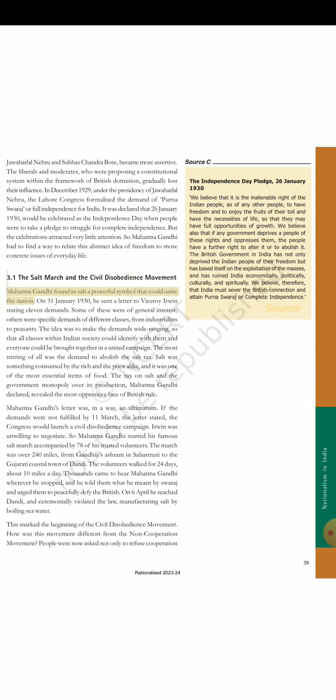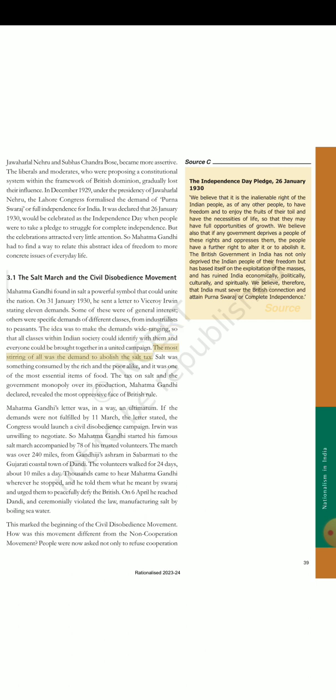Mahatma Gandhi found in salt a powerful symbol that could unite the nation. On the 31st of January 1930, he sent a letter to Viceroy Irwin stating 11 demands. Some of these were of general interest. Others were specific demands of different classes, from industrialists to peasants. The idea was to make the demands wide-ranging, so that all classes within Indian society could identify with them and everyone could be brought together in a united campaign.